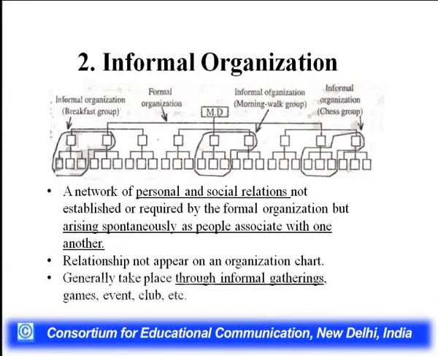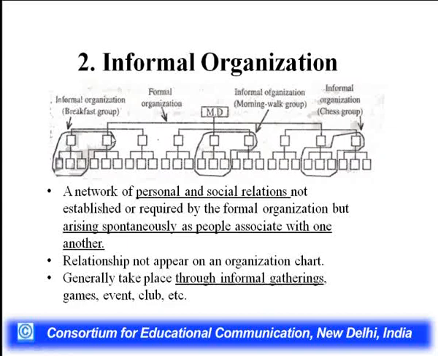But at the same time, within the formal organization setup, there could be a possibility of informal organization. And this informal organization is a network of personal and social relations which is not established or required by the formal organization, but arises spontaneously as people associate with one another. And this generally takes place through informal gatherings, which may include participation in games, events, or club meetings, maybe a chess group. So if we refer to the visual, we can find the kind of informal organization within the formal organization.